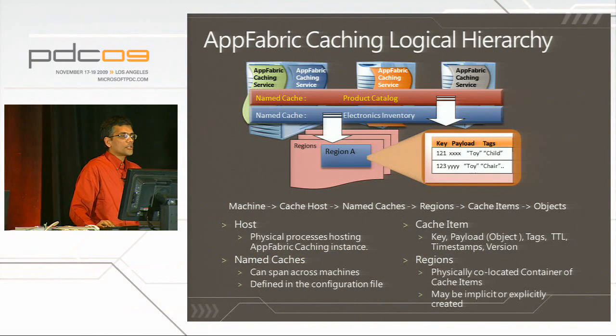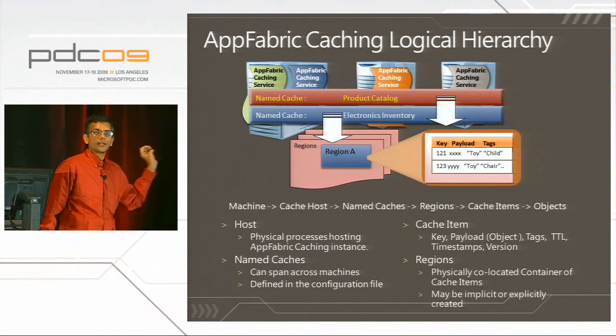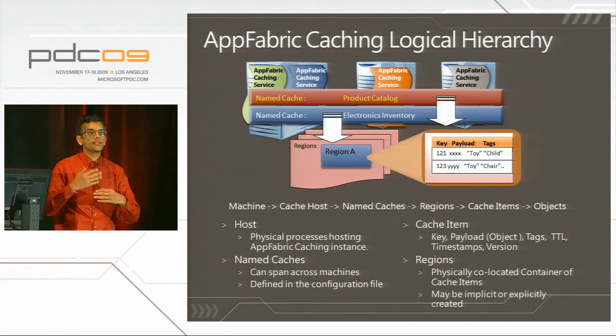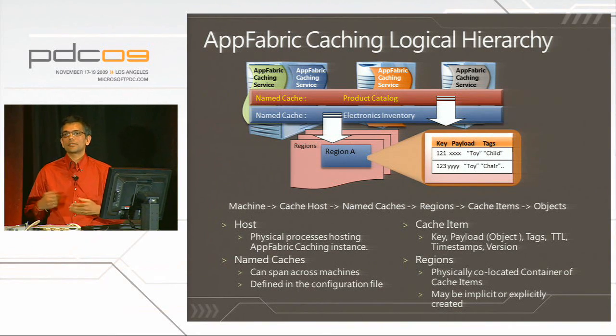And this is the overall logical hierarchy. You have all the cache servers, and you have all these named caches that are spread across them with different policies, like I said before. And within each named cache, then you have all these keys, values, and regions.